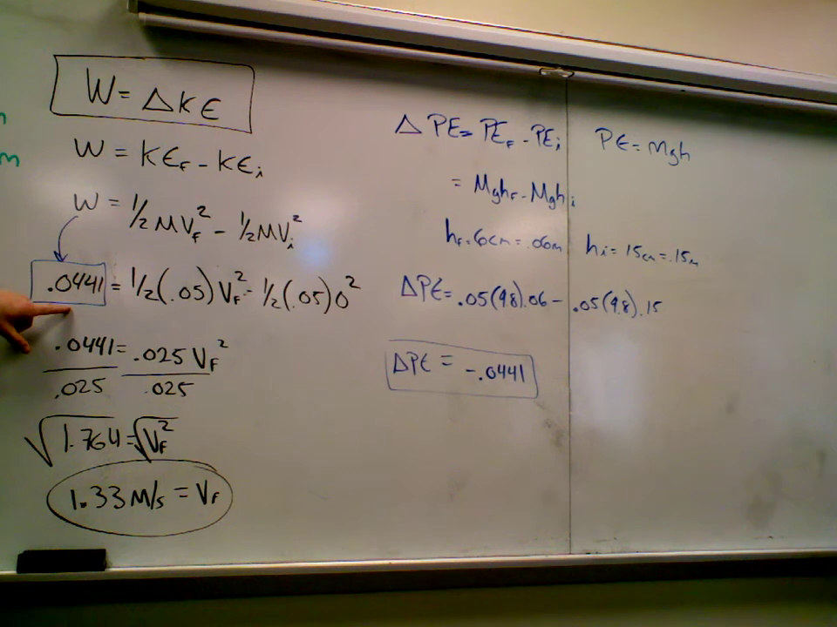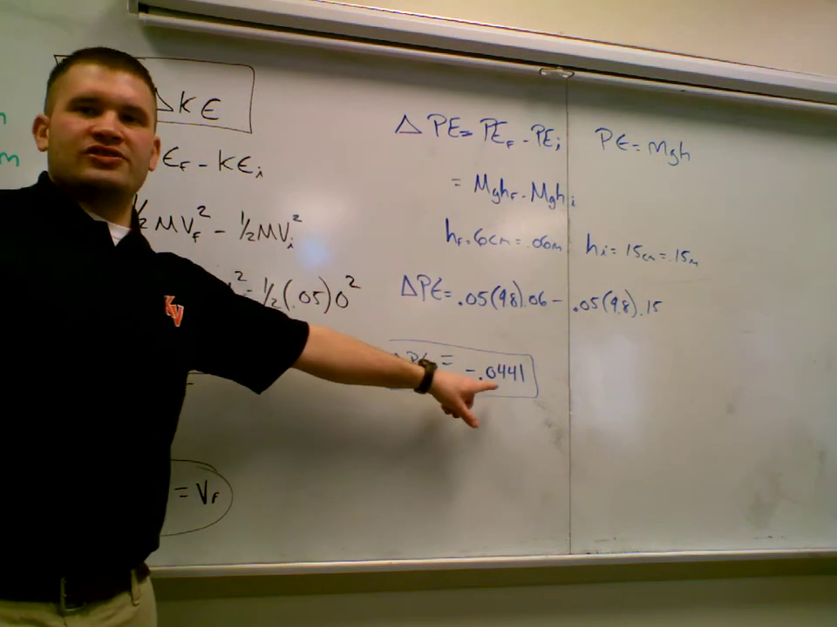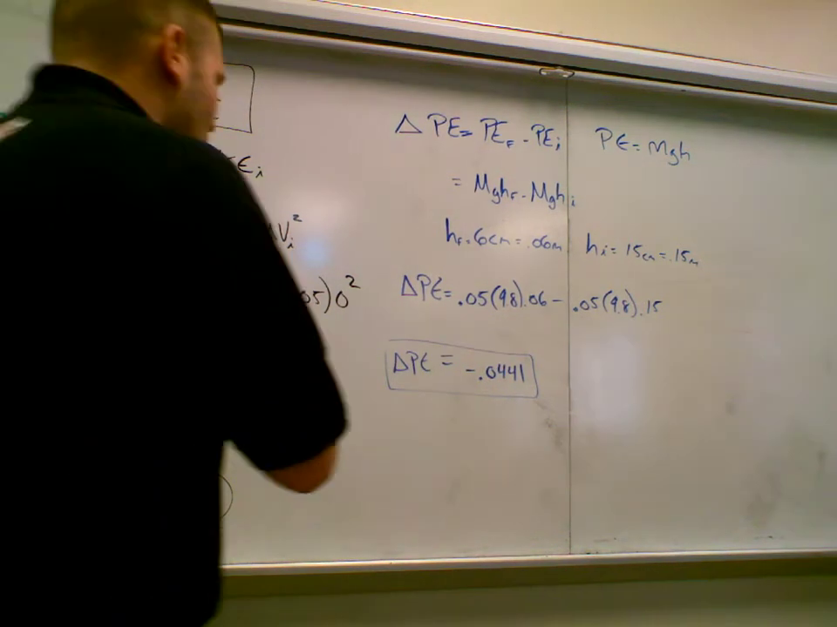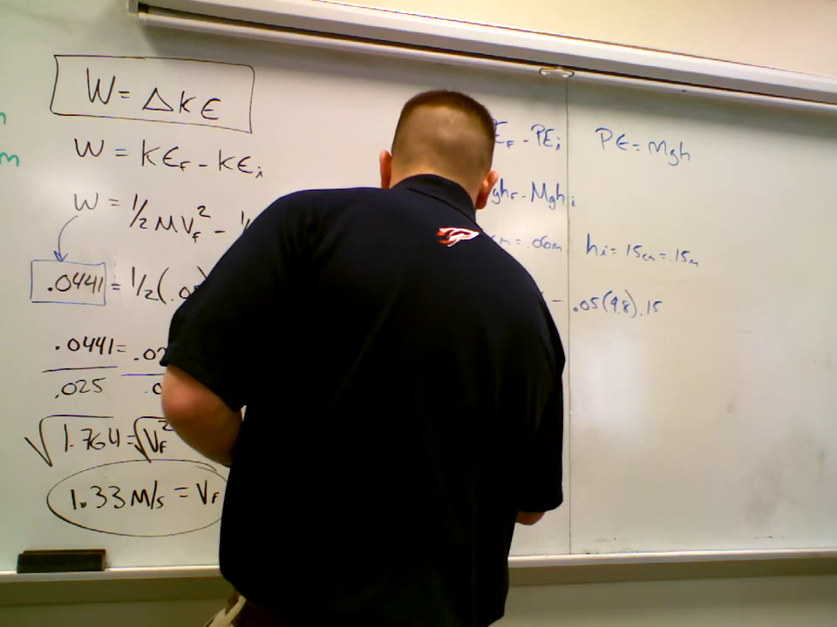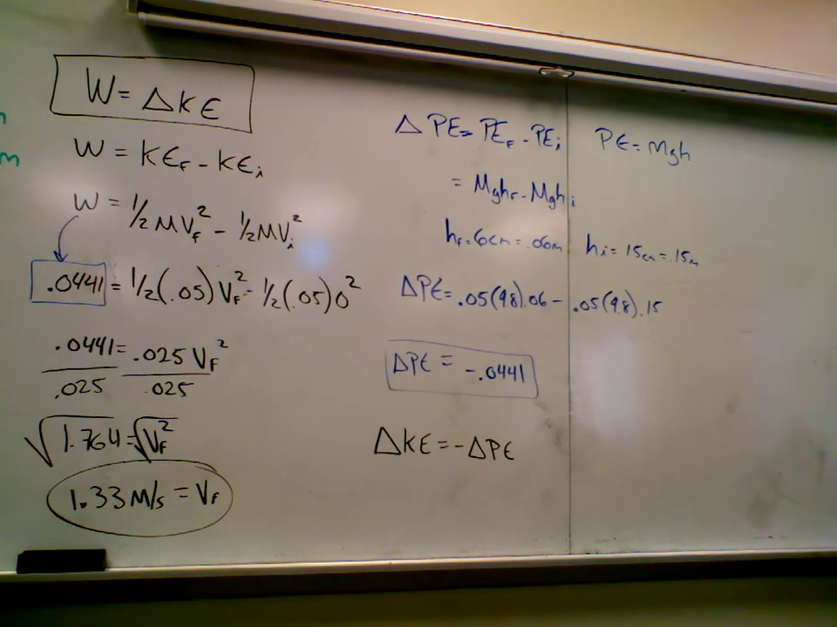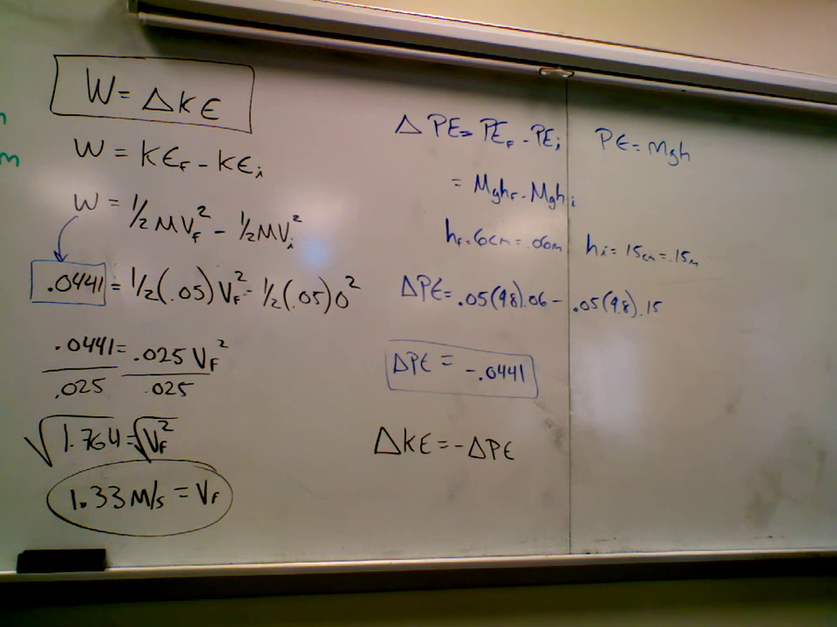This right here, 0.0441, equaled our change in kinetic energy, didn't it? And this negative 0.0441 was our change in potential. So what this shows us, and this is kind of a big deal, is that our change in kinetic energy equals our negative change in potential. What that means is as potential energy is losing joules, kinetic energy is gaining joules. So they're inversely related. As one goes down, the other one will go up. Does that make sense?